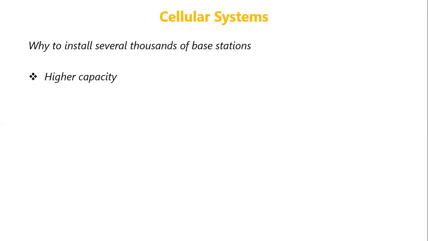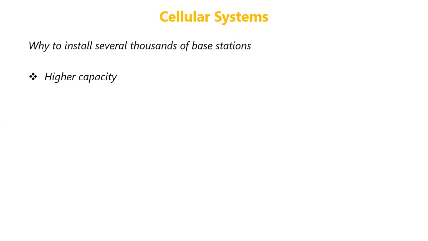There are certain reasons, so let us try to understand them. What are the advantages of having cellular systems with small cells? Small cells in the sense that each base station will form one cell. So what is the advantage of that? The first advantage is higher capacity. Implementing space division multiplexing allows frequency reuse.